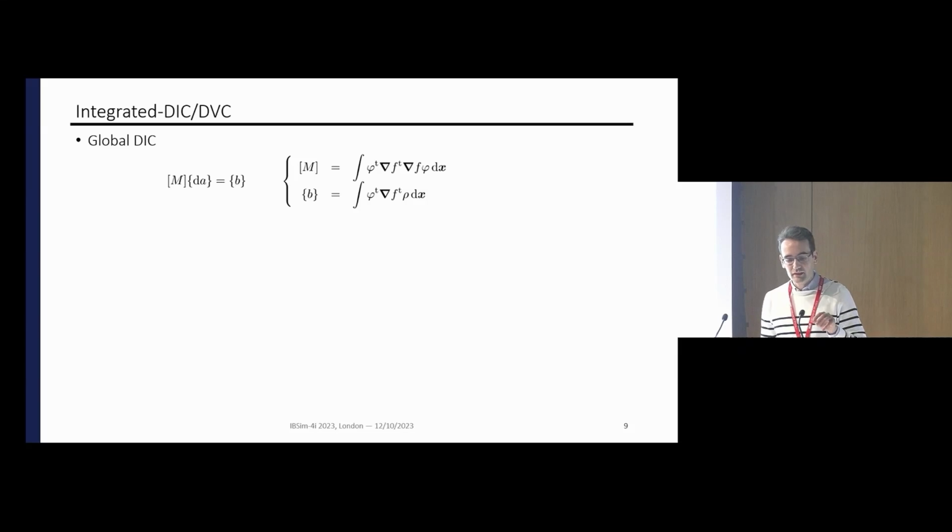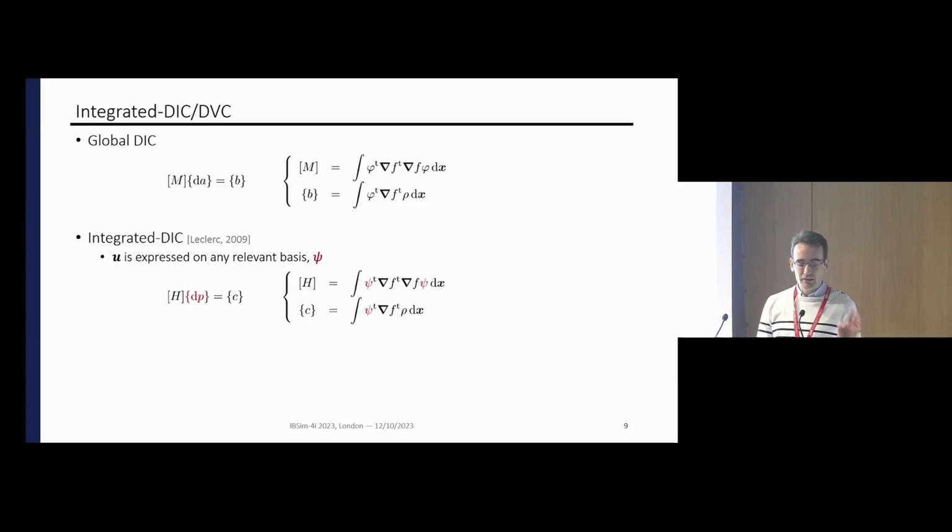So this is the equation that is solved in what we call classical global DIC. And when we want to do integrated DIC, in fact, we should not express U in a finite element basis, but in another basis. And here, the basis is in fact built from the modelization. And the parameters we want to identify, the P, correspond to the parameters of the model.